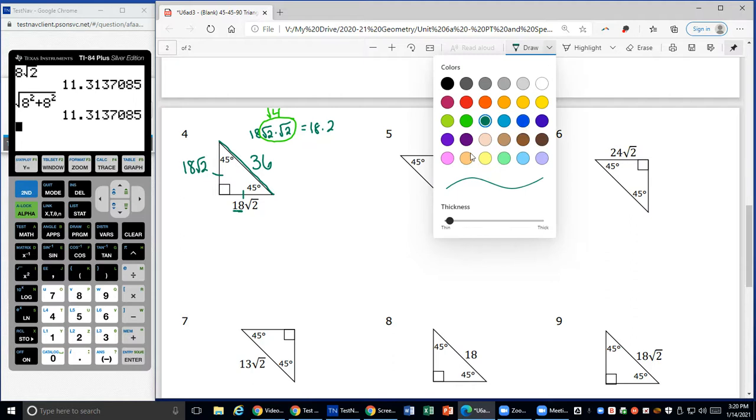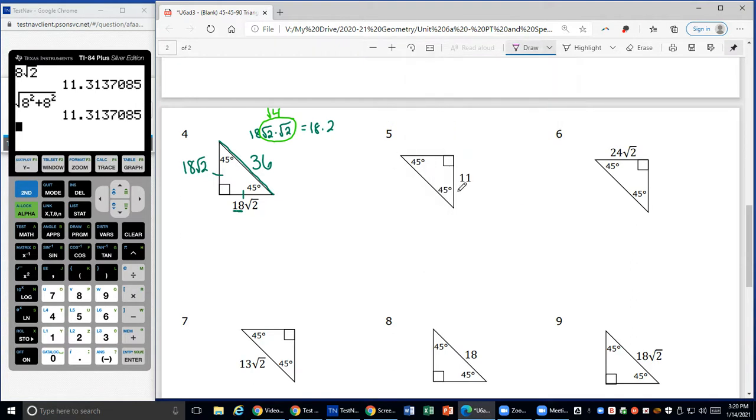When I move to the next one, I see I've got a leg that's 11, so my other leg is 11, and then my hypotenuse is that leg times the square root of 2. And on this one I'm done. 11, 11, 11 square root of 2. Let's look at the next one.